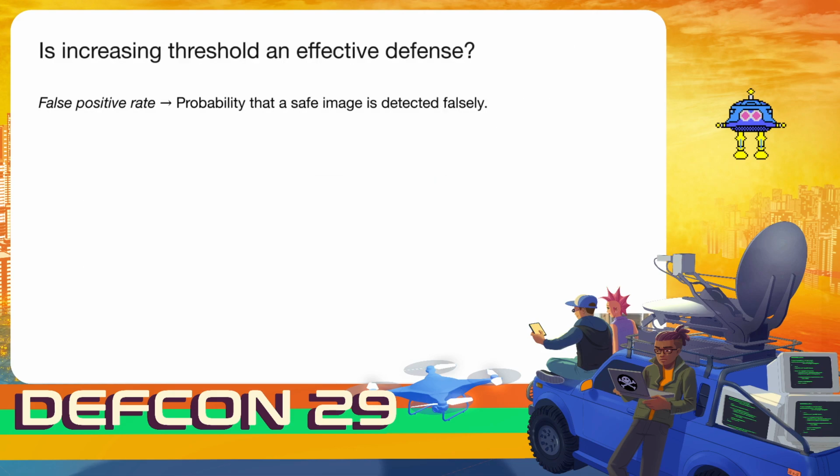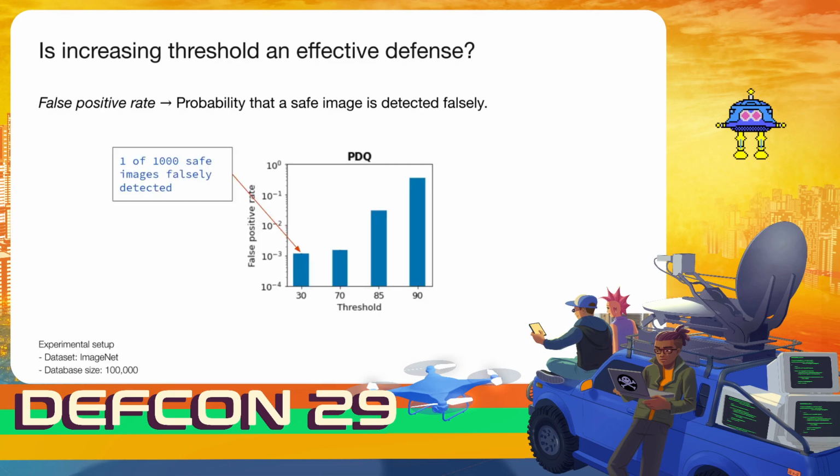So the next question we ask is, is increasing the threshold an effective defense strategy? To do this, we measure false positive rates, which is the probability that a safe image is detected falsely. Ideally, we would want this probability to be very low, which we see with the threshold of 30. Again, we use a database size of 100,000 images chosen at random from ImageNet. And we see that for a smaller threshold, 1 out of 1,000 safe images are falsely detected, which is not such a large number.